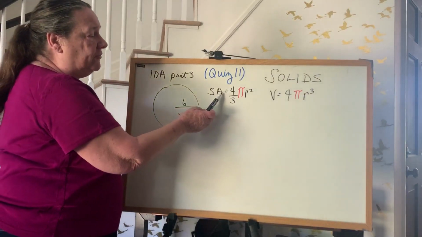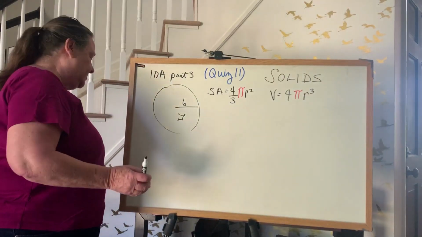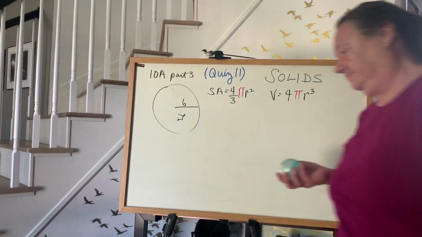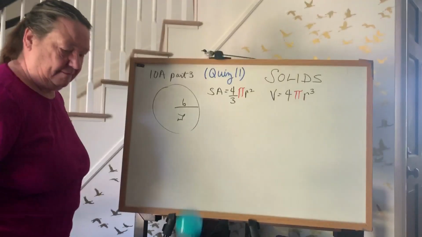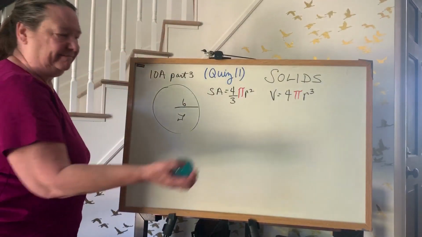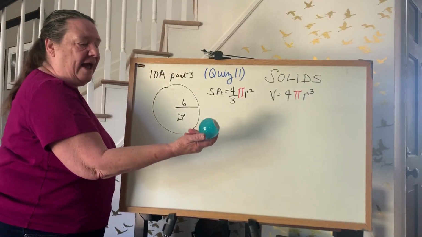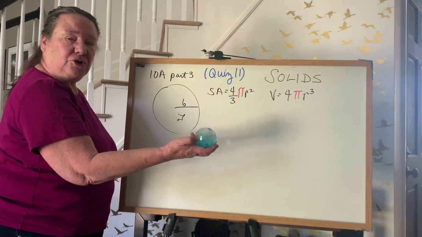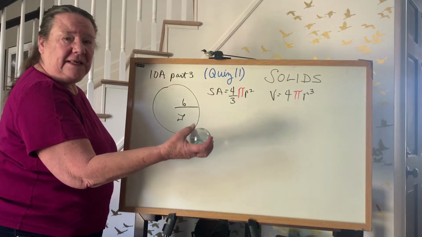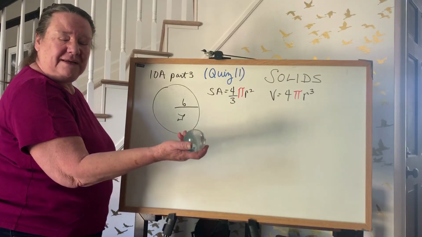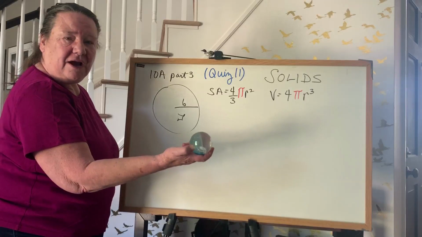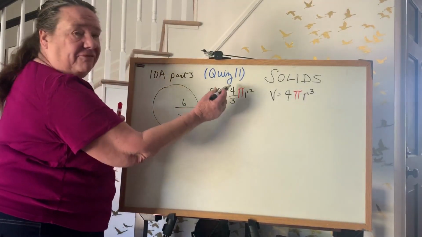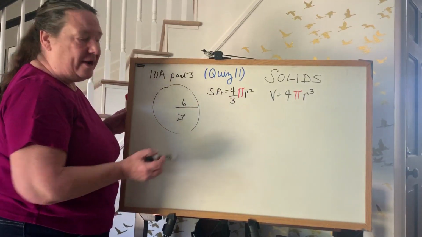Okay, so the surface area means you have this round object, like this, and I want to wrap, this is my dog's ball, I want to wrap it completely on the outside and give it as a present. So I want to cover the surface area. So here's the formula, 4/3 pi r squared.